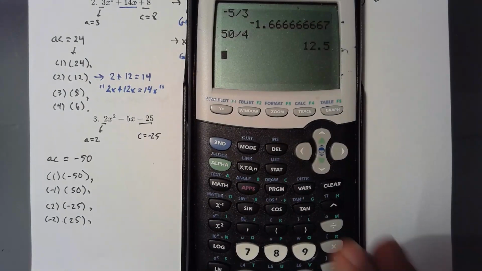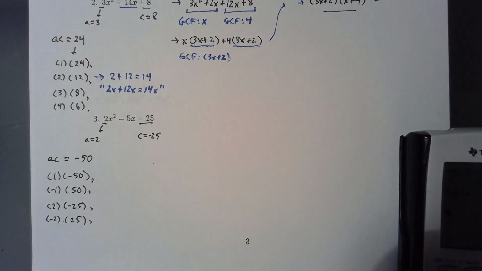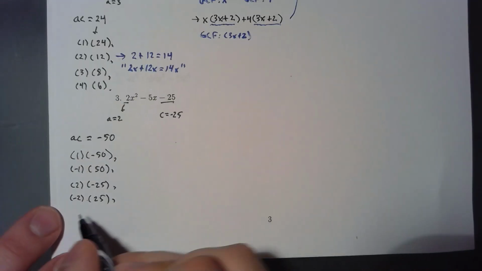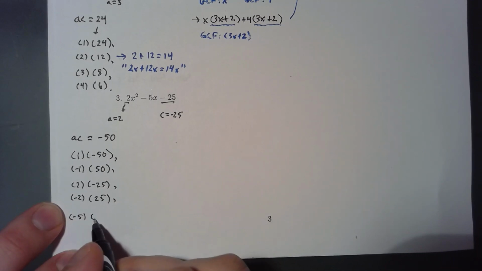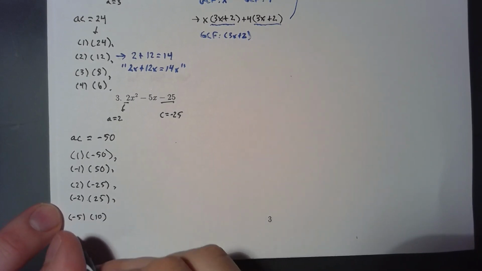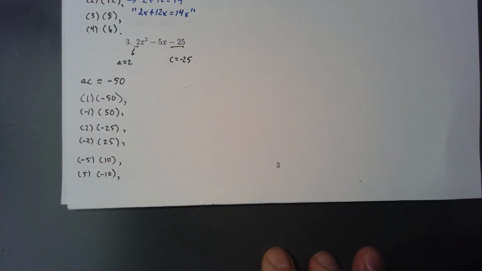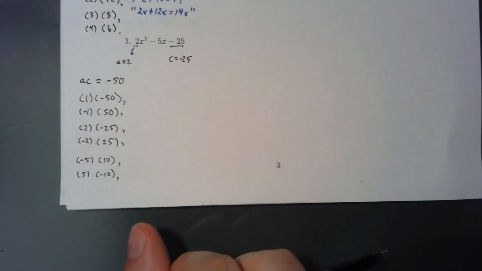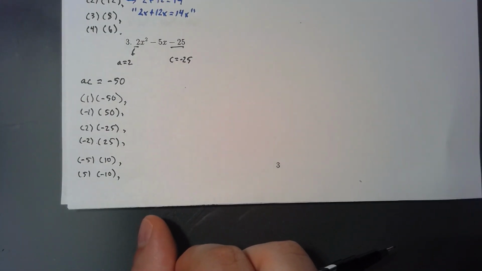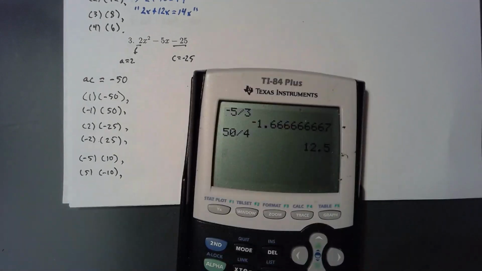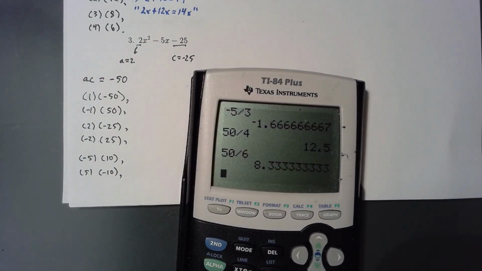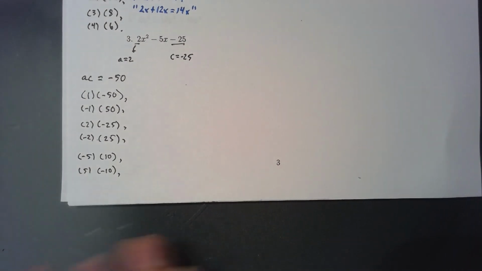Does 4 go into 50? Nope. 5 goes into 50. How many times? 10. So I have negative 5 and 10, right? Or I have 5 and negative 10. And what else? I don't think anything else goes into 50. 50 divided by 6, no. 50 divided by 7, no. Nope, that's it. So those are all my possibilities for negative 50.